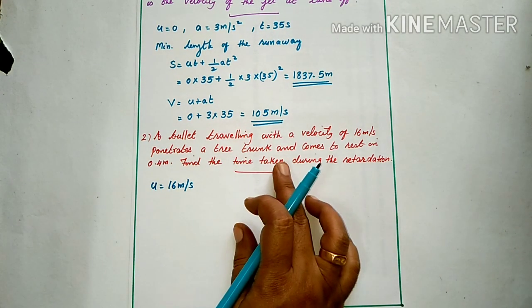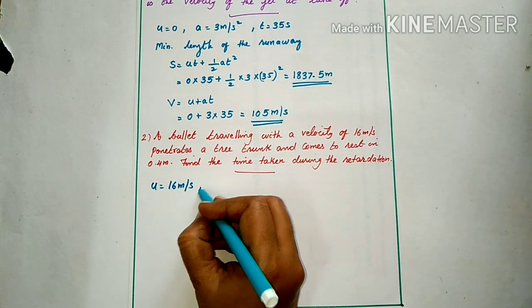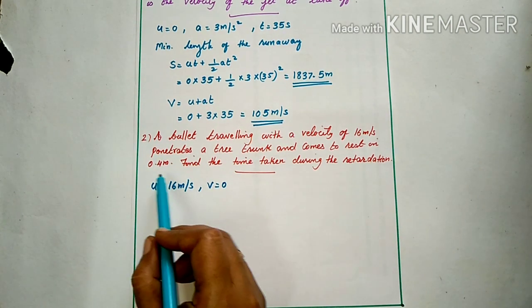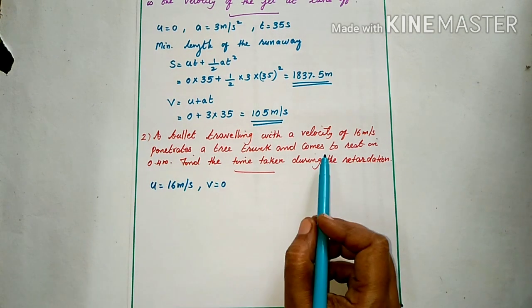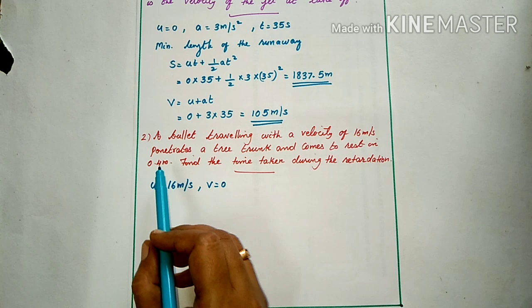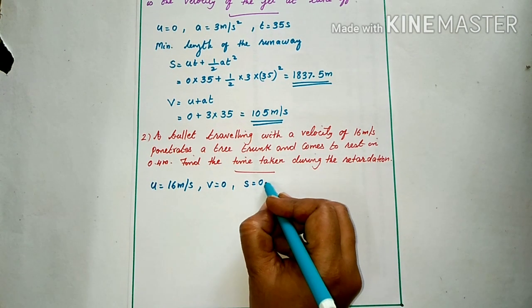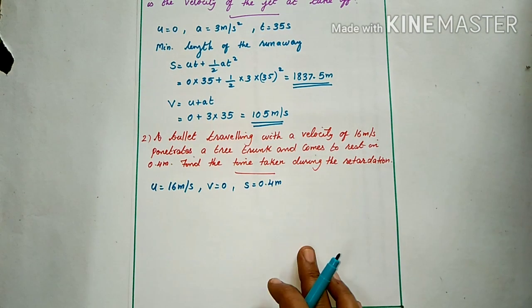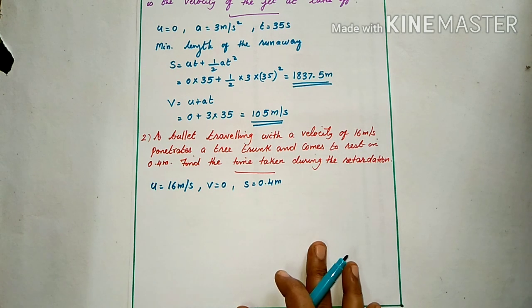And it penetrates a tree trunk and comes to rest. Comes to rest, that is final velocity v equal to 0. And in 0.4 meter, that is after travelling a distance of 0.4 meter, the bullet comes to rest. So the distance travelled by the bullet is s equal to 0.4 meter. Find the time taken during the retardation. To find the time, you can use the formula v equal to u plus at. There you need to calculate the a.